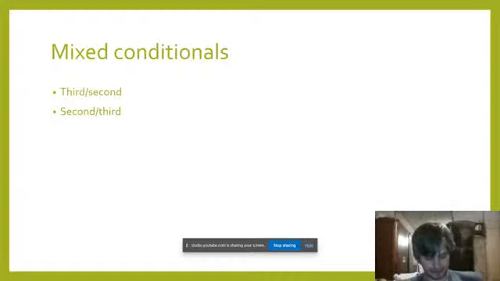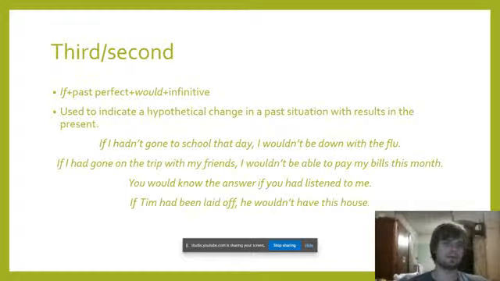And now we approach the mixed conditionals. So today we're going to be touching upon the third, second, and the second and third mixed conditionals. Moving forward. So first of all, we have the third, second.